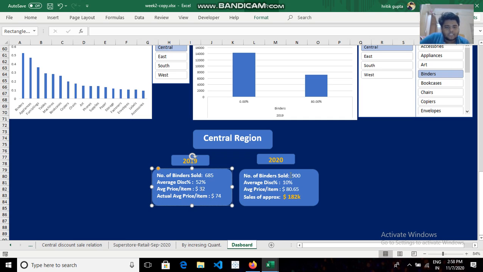So what I am proposing is the company has to buy only 900 binders in 2020 with an average discount of 10%, and the average price per item would be $80.65, and the sales will be $182,000 in the central region.